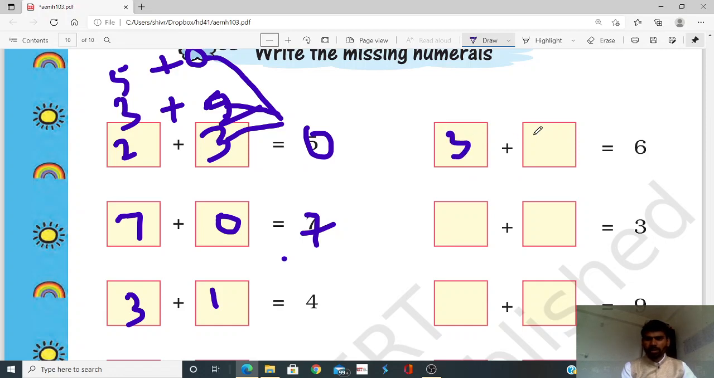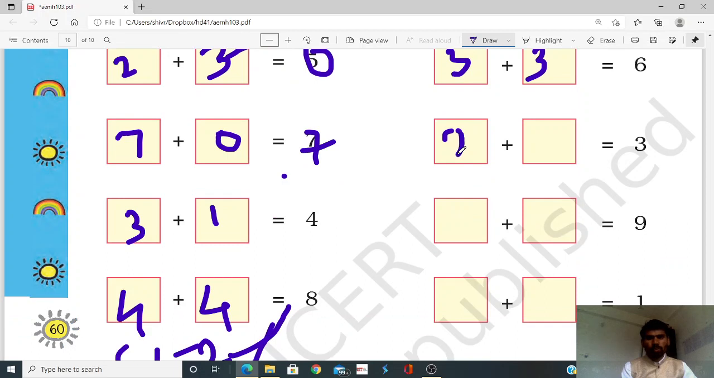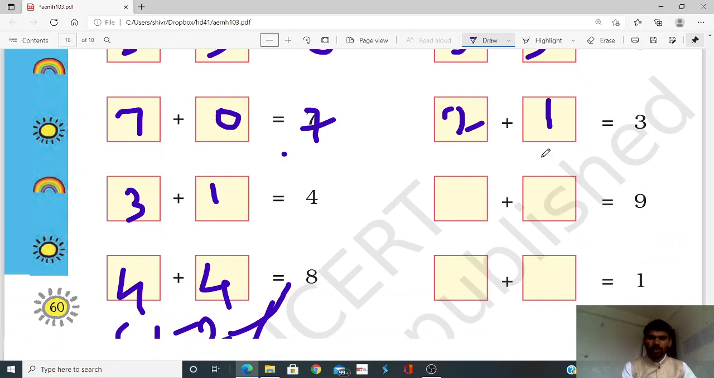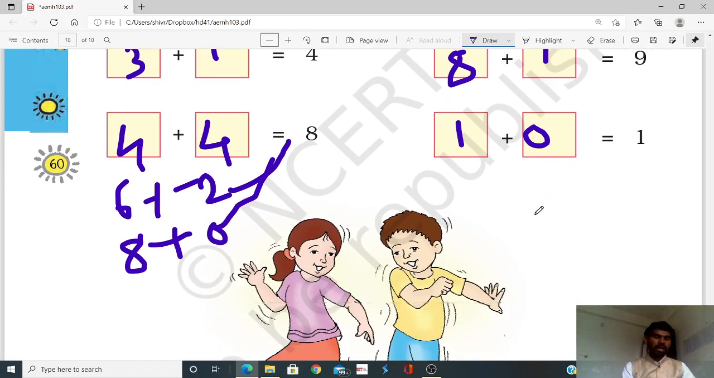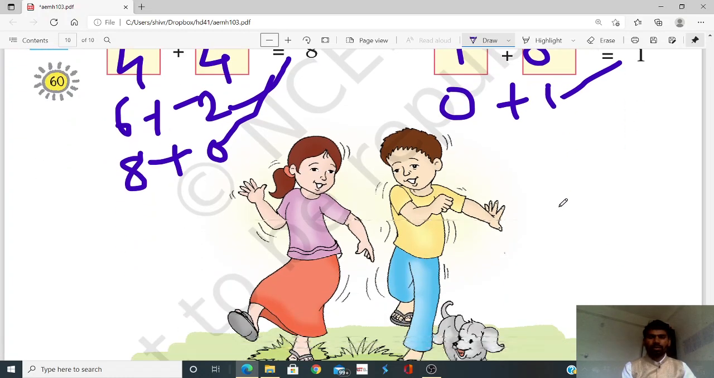3 plus 3 is equal to 6. 2 plus 1 is equal to 3. 8 plus 1 is equal to 9. 1 plus 0 is equal to 1, right? Or 0 plus 1 is also equal to 1.